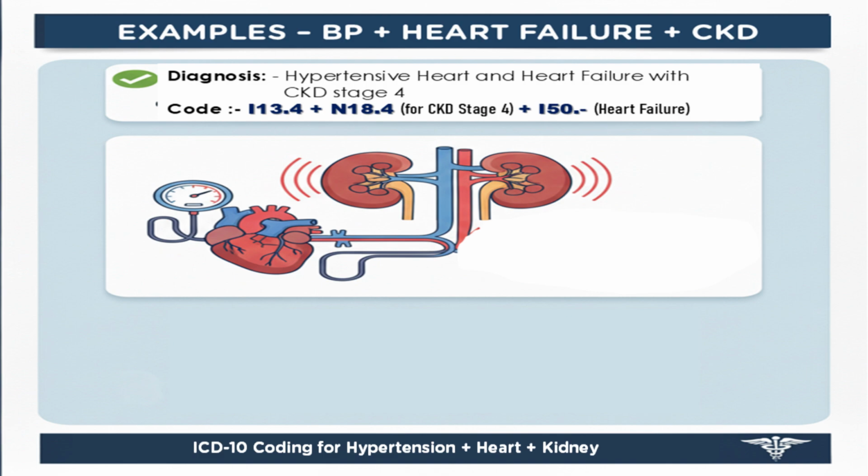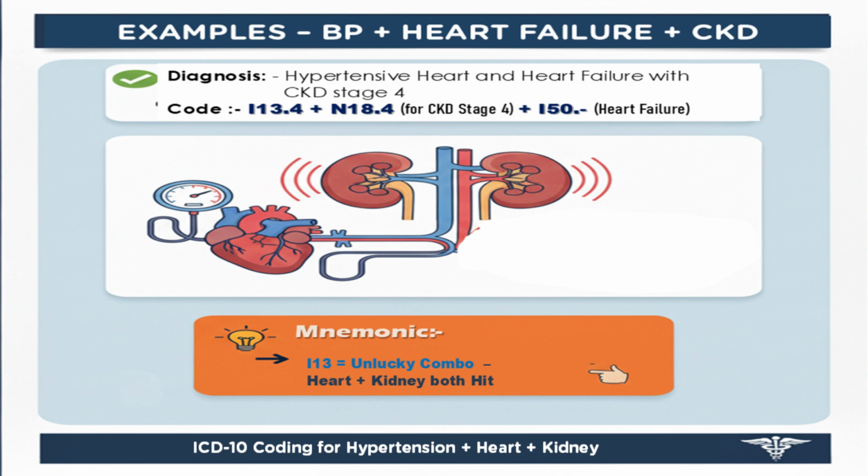First, I13.0 captures the hypertensive heart disease with CKD stage 4. Second, N18.4 specifies the CKD stage 4 severity. And third, I50 is needed to capture the specific type of heart failure, such as systolic or diastolic. To remember this complex code series, use this mnemonic: I13, 13 equals unlucky combo, heart and kidney both hit. This will help you immediately link I13 to combined cardiorenal disease.